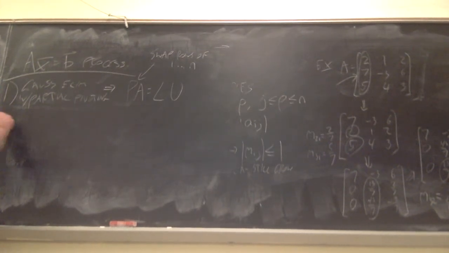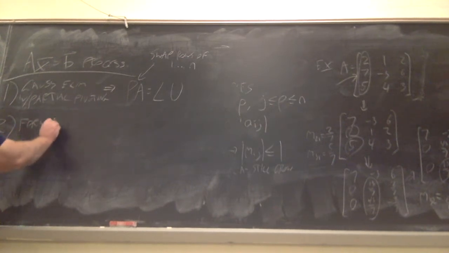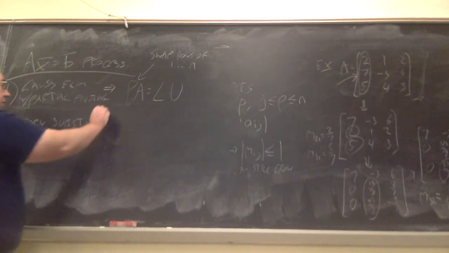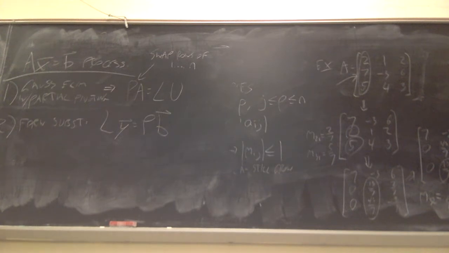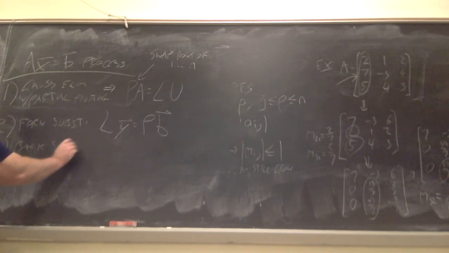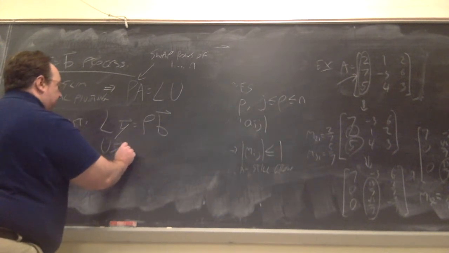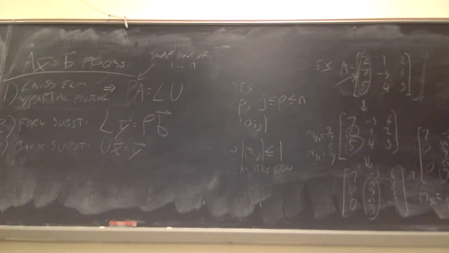And then you do forward substitution to solve Ly equals Pb. You can see that by multiplying both sides of Ax equals b on the left by P. Because if you're swapping rows of A, you have to swap rows of b as well. You're applying all the row operations to b and A. And then you do back substitution. That part is no different. You're solving Ux equals y. So this is how you solve Ax equals b in a general case using a direct method, that's the subject of this chapter.